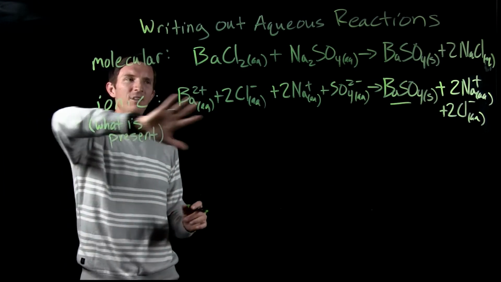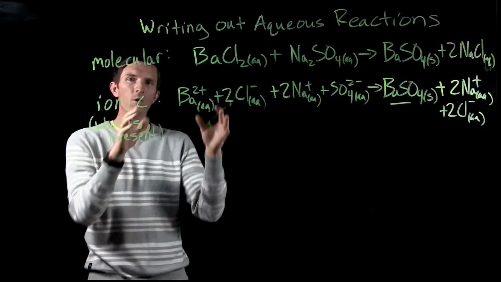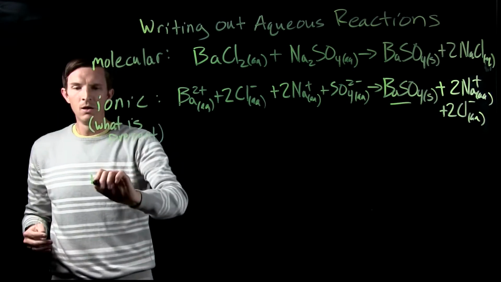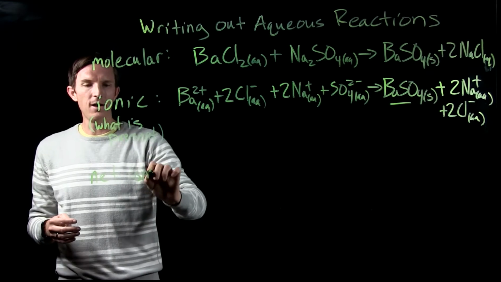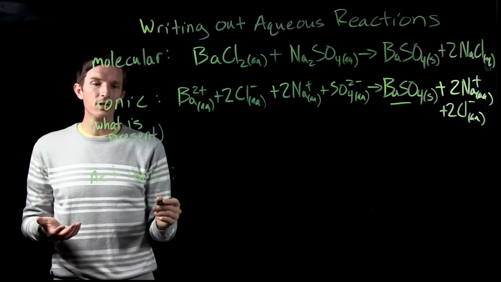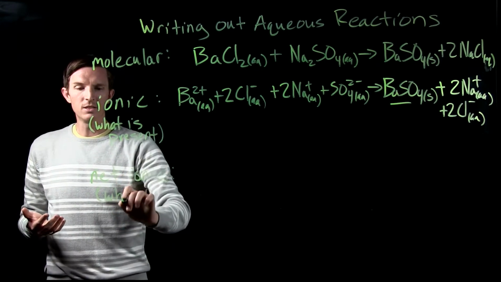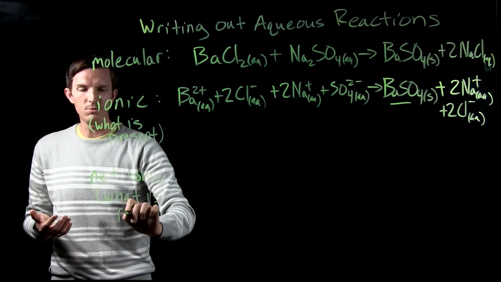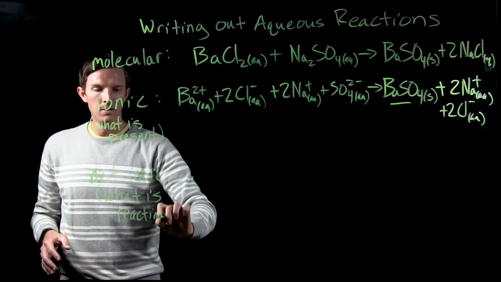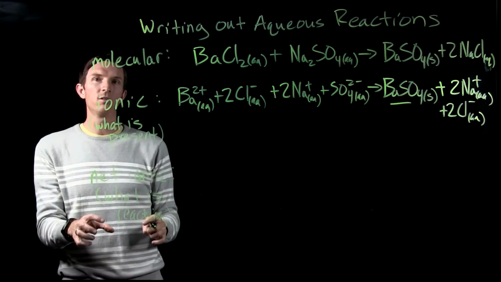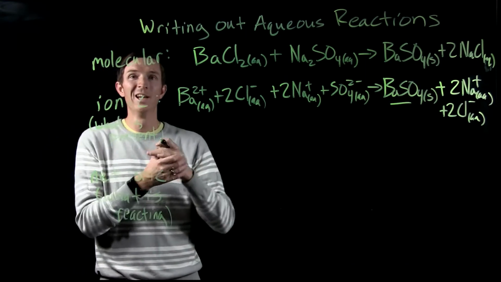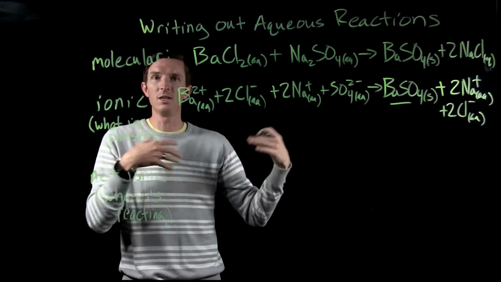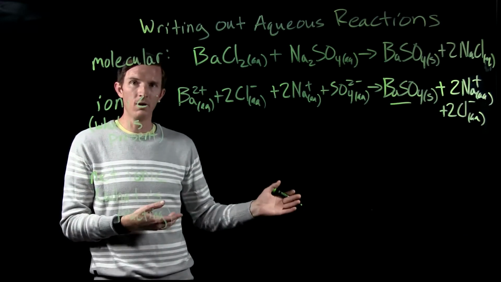Now we have the ability to see what's actually there. Maybe we want to home in on what's important. That would be our net ionic equation. Our net ionic equation illustrates simply what is reacting. So which ions are actually reacting? Which ions are not reacting? Which ones are there just to keep the charge of our solutions neutral?